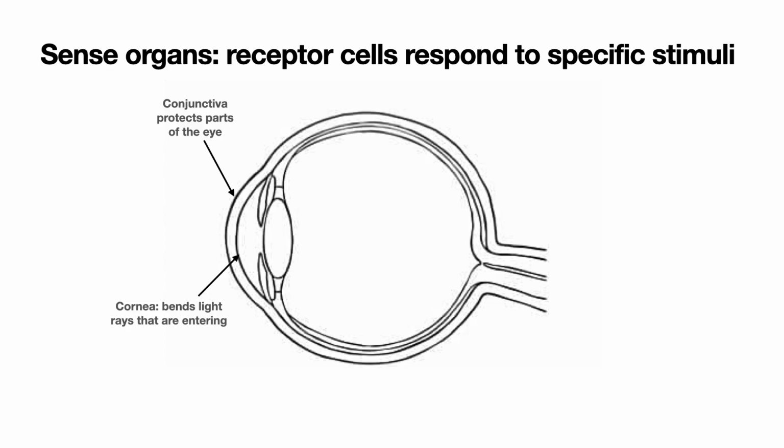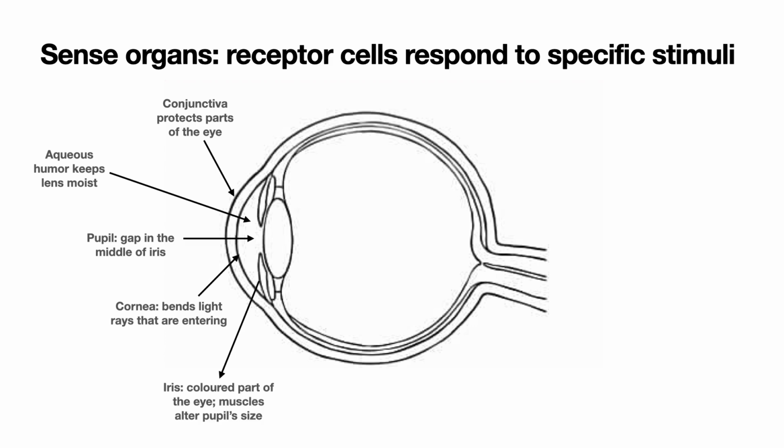Then comes the cornea, which is the part of the eye responsible for bending light rays that are entering. The aqueous humor here keeps the lens moist. The pupil is the gap in the middle of the iris, which is the colored part of the eye and contains muscles which can alter the pupil size. The lens allows the change of shape to focus light directly onto the retina, which is at the back of the eye. The inner part of the eye is filled with vitreous humor.